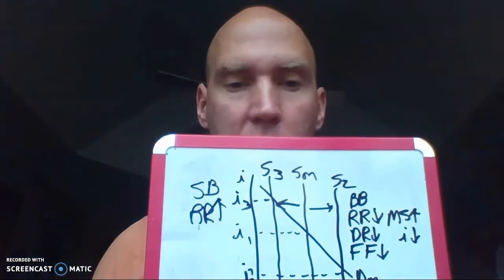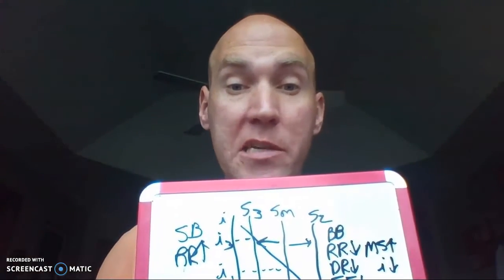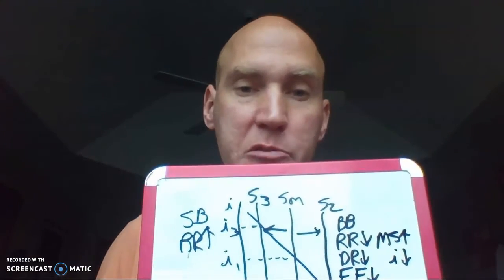Raise the reserve requirement. RR goes up. It means banks have to keep more in the vault. They don't have as many excess reserves. Less excess reserves, less loans. Money supply goes down. And finally, the last two, discount rate up and federal funds rate go up.